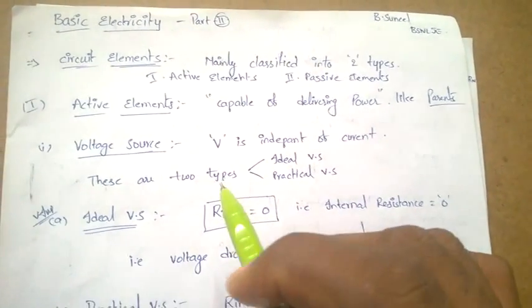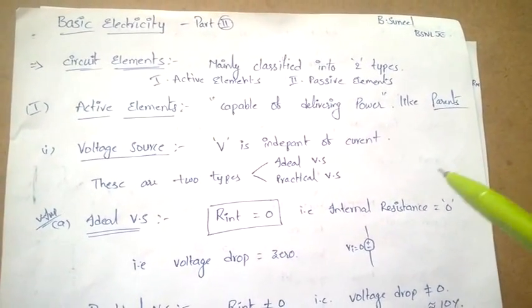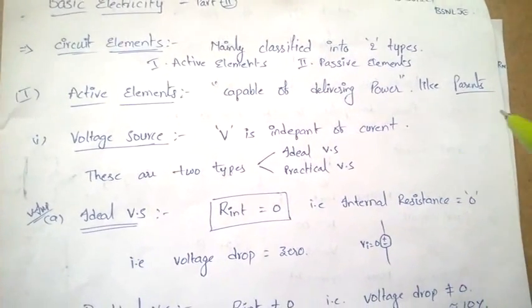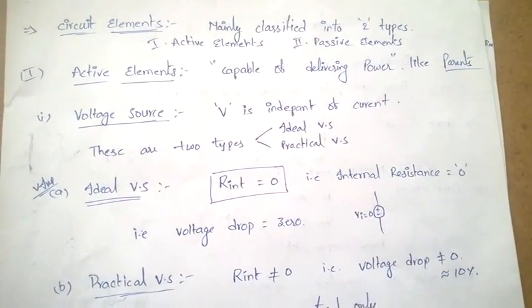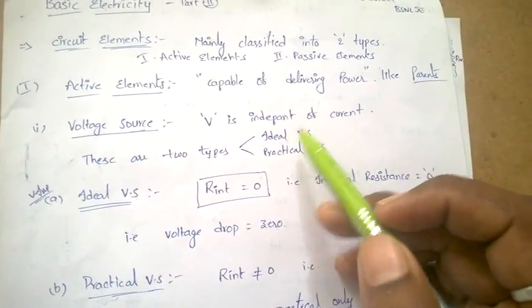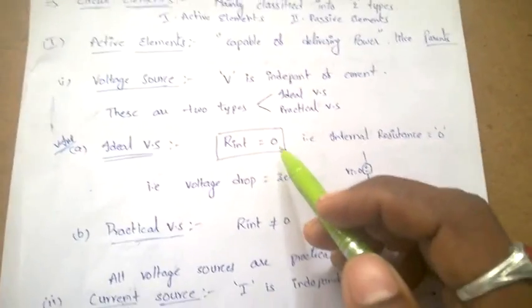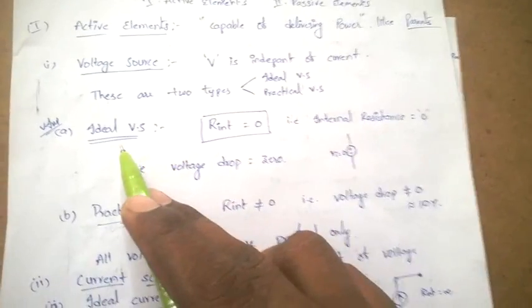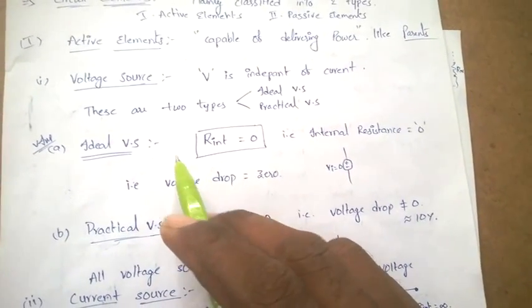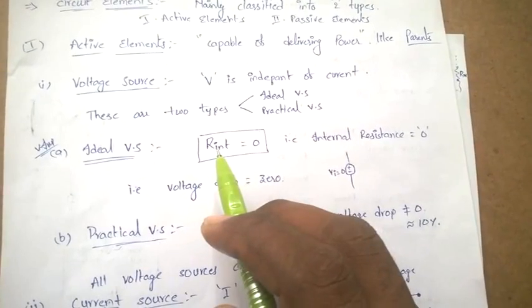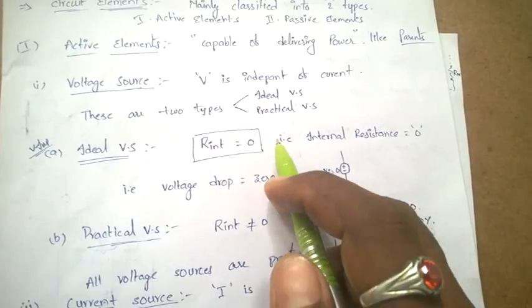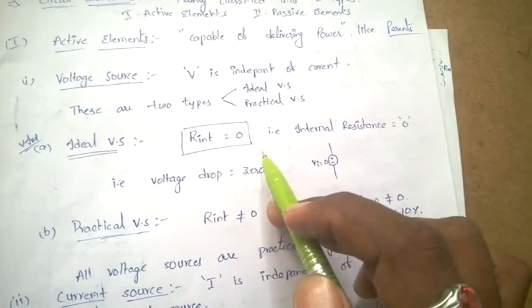Voltage source: the source in which voltage is independent of current. These voltage sources are mainly two types. The first one is ideal voltage source, the second one is practical voltage source. Coming to the ideal voltage source, it is very important for bits. The voltage source in which internal resistance is zero is called an ideal voltage source. For ideal voltage source, internal resistance is zero.